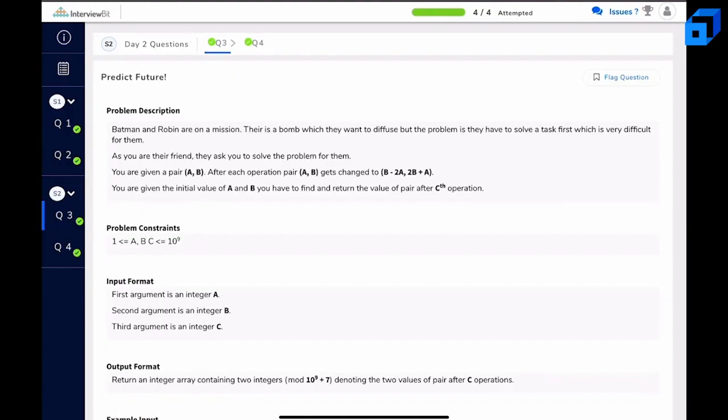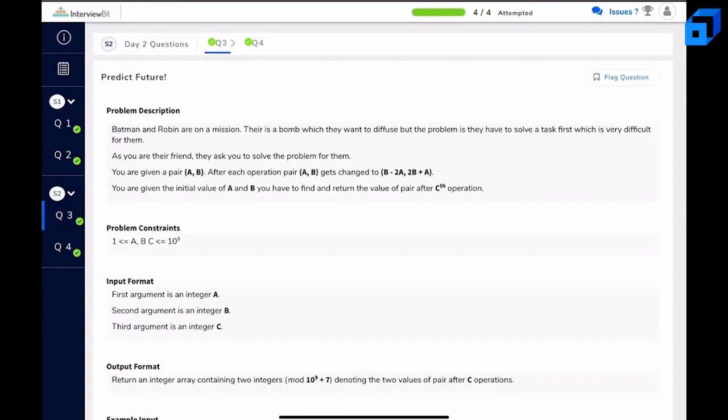So Batman and Robin are on a mission. There is a bomb which they want to defuse, but the problem is they will have to solve a task first, which is very difficult for them. As you are their friend, they ask you to solve the problem for them. You are given a pair A, B. After each operation, pair (A, B) gets changed to (B minus 2A, 2B plus A). You are given the initial values of A and B, and you need to find and return the value of the pair after the Cth operation.